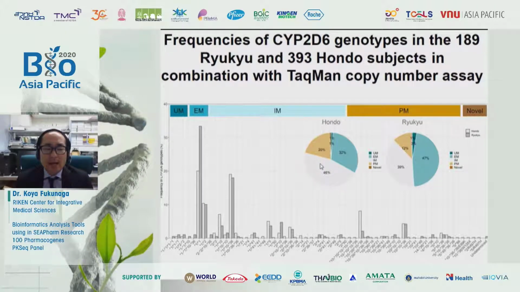Finally, I summarize the frequencies of CYP2D6 phenotypes in a pie chart. Interestingly, UM and EM frequencies in Ryukyu subjects were higher than those of the Hondo cluster. Therefore, drug response in Ryukyu subjects might be different from the Hondo cluster.